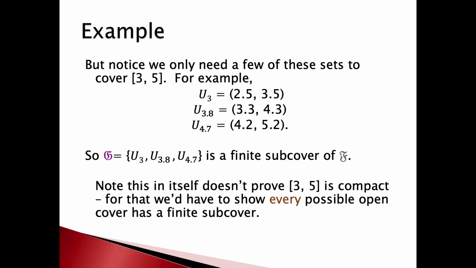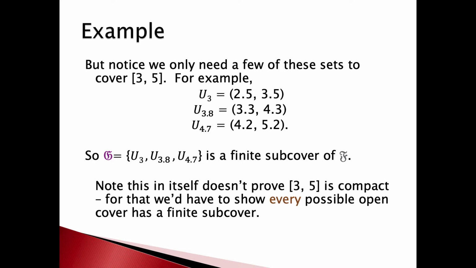But I want to mention that I did this example so that you see what an open cover and a finite subcover are actually supposed to look like, and give you some kind of handle on how that works. But this isn't a proof yet that the interval from 3 to 5 is compact, even though it is, and we'll see why in a few minutes.